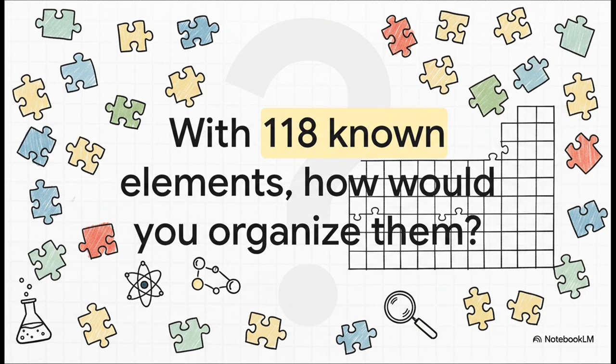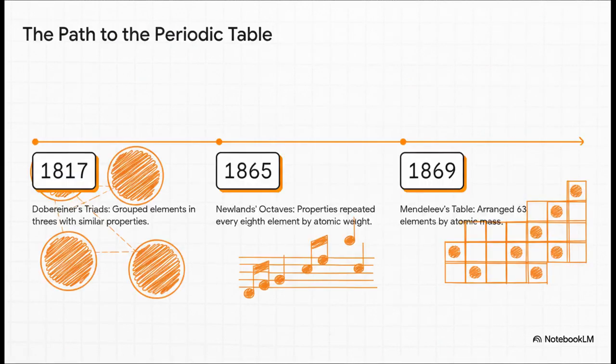You've got 118 known elements. Some are metals, some are gases, some are super reactive. How in the world would you even begin to organize all of them to make some sense of it all? Well, the first attempts were kind of like rough sketches. You had Döbereiner, who saw that some elements came in groups of 3, like little families. Then came Newlands, who noticed a pattern that repeated every 8th element, sort of like a musical scale.